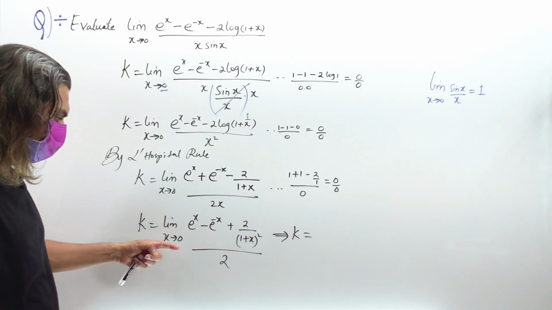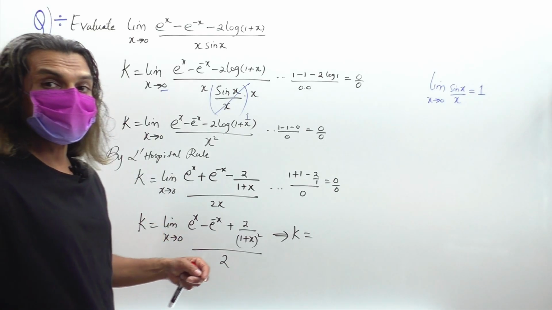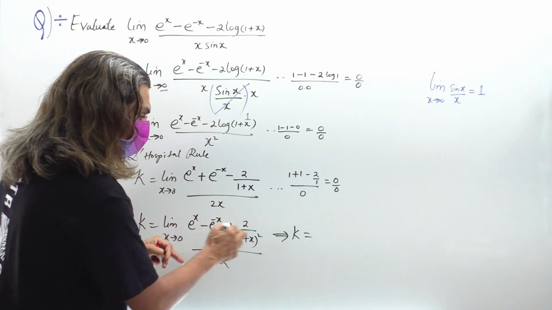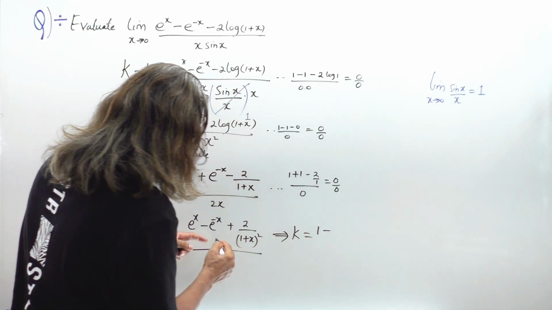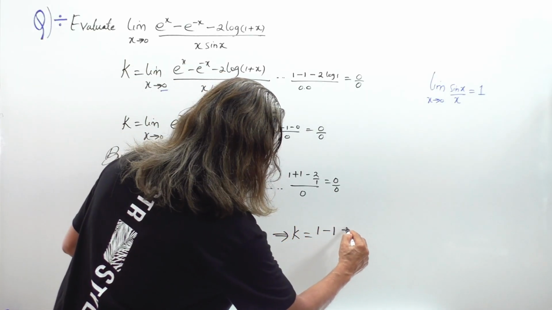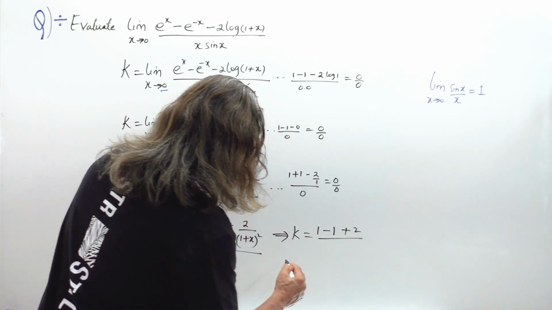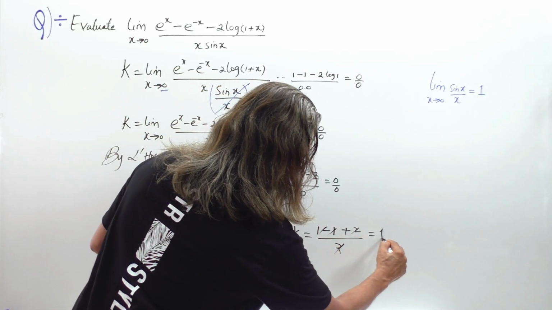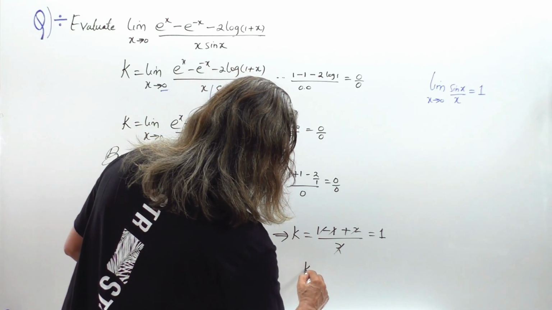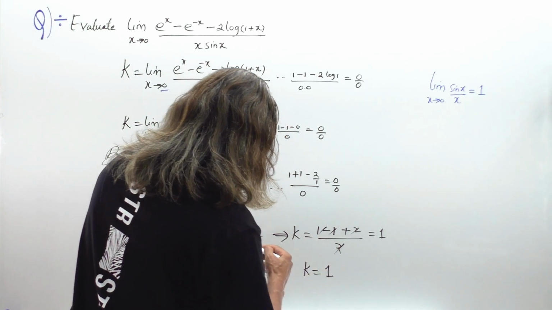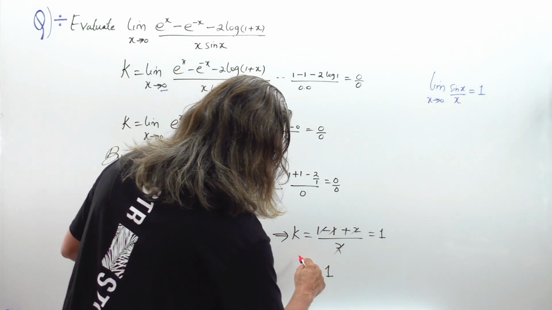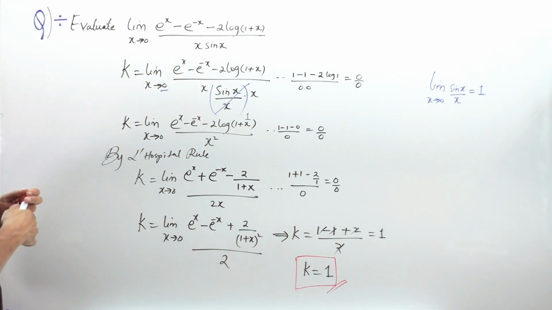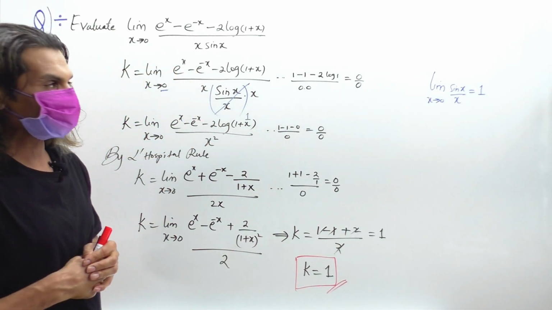What is the limit? x to 0 here. It means in place of all the x, replace by 0. So what is e raised to 0? It's 1, minus, again e raised to minus 0, that's 1 only, plus 2 by 1 plus 0, 1, upon 2. So here it cancels, we have the answer as 1. Therefore, the solution of this is k is equal to 1. It is the finite answer. That's it. So the solution we obtained for this question is k is equal to 1.